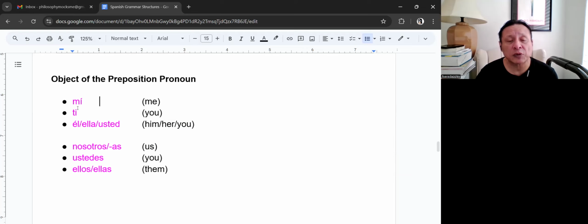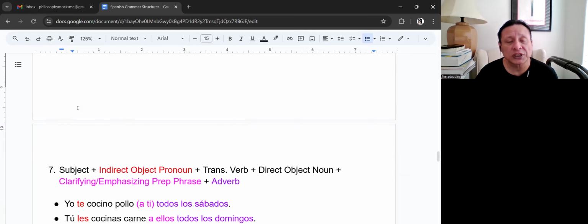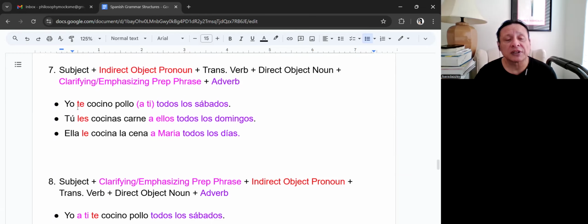Again, this is not for you to memorize, it's just for you to understand when you see this in the grammar. Pattern number 7, subject, indirect object pronoun, which we know goes after the subject, transitive verb, then direct object, noun, not pronoun.